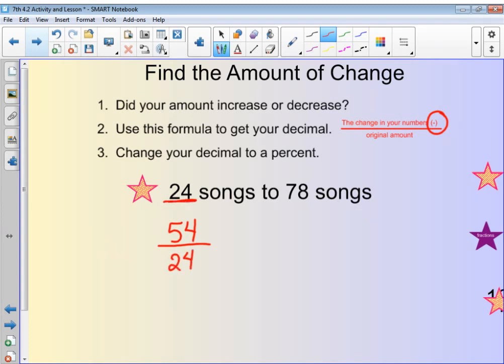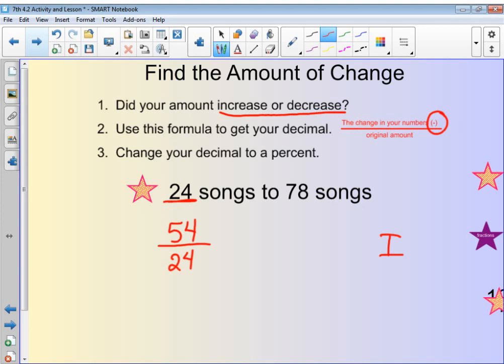Okay, so this is your MP3 player. You had 24 songs, or your iPod. Now you have 78 songs. I want to know how much it increased or decreased. So when we went from 24 to 78, what did I forget to do? What I told you guys I always forget to do, decide if it's an increase or decrease. So we went from 24 to 78, that's an increase.